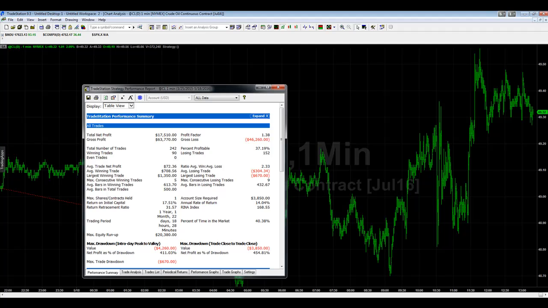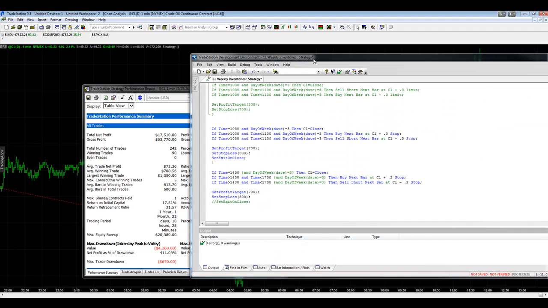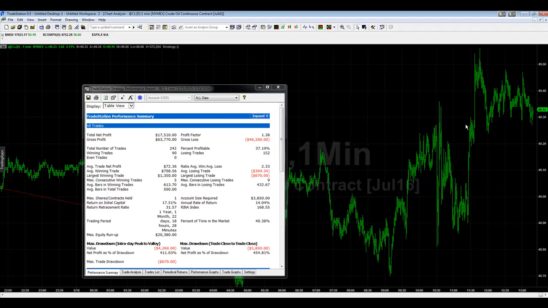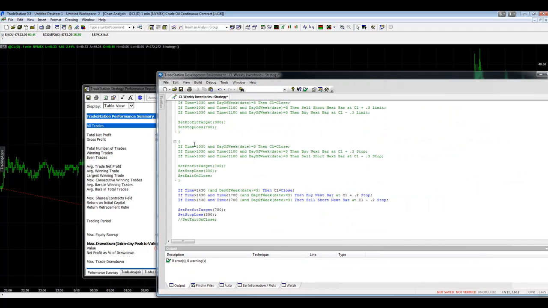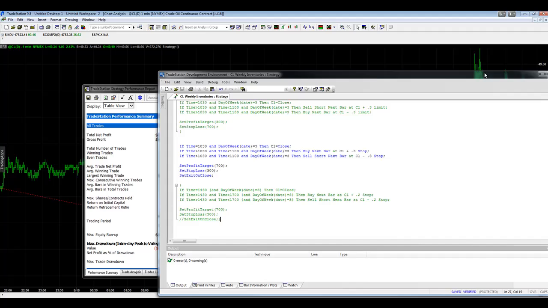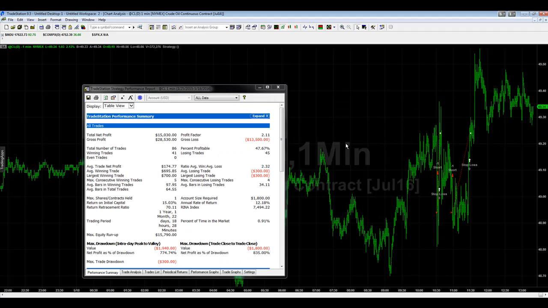So between these two reports, let me see if I uncomment it. I'm going to uncomment the weekly inventories as well. Well, it won't work because it has a set exit on close, but you've got the results from your end of day trend strategy in crude oil, and let's take a look at the results of these. They need to be two separate strategies, and I'm going to look at the results individually of your weekly inventory.